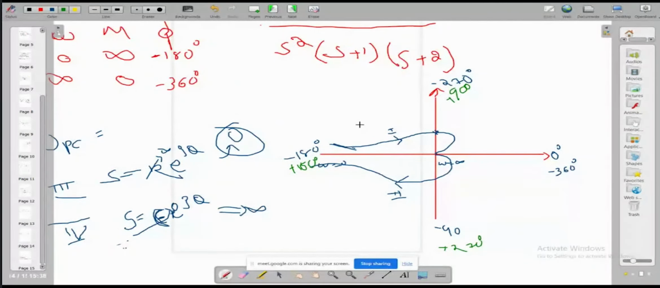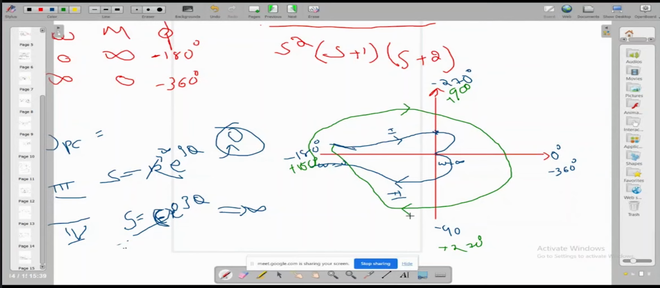So your path number 4 will be infinity e to the power plus pi by j to infinity e to the power minus pi by j. So plus pi by j to minus pi by j. And always remember that the path number 4 will start from the free end of the mirror image. The path number 4 will always start from the free end of the mirror image. Now, this will be like this.